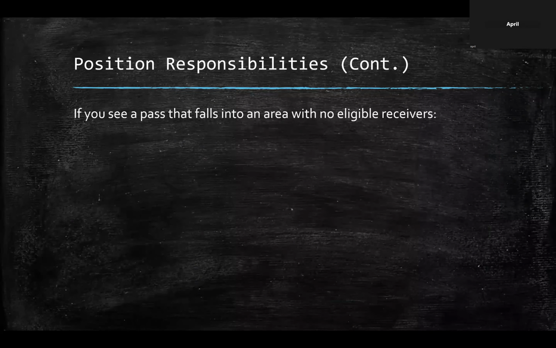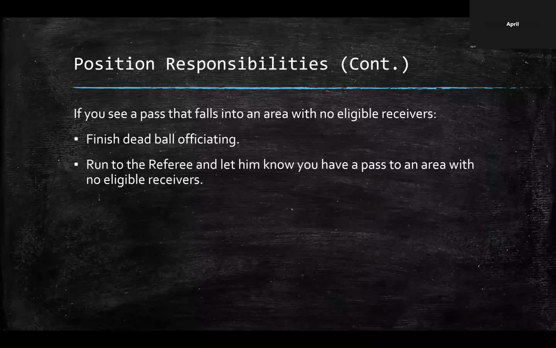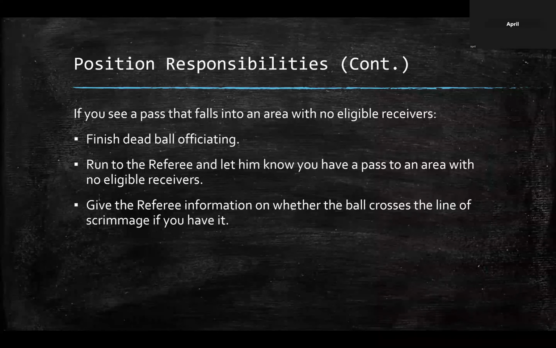Okay, if you see a pass that falls into an area with no eligible receivers, what do you do? Number one, you finish dead ball officiating. Number two, you run to the referee and let them know that you have a pass to an area with no eligible receivers. And then you give the referee information on whether the ball crossed the line of scrimmage if you have it. So this is mostly going to apply to the flanks and the back judge. If you have some ball that just goes way out over your head and there's no receiver in the area, you should be running to the referee to give the referee the information you have.